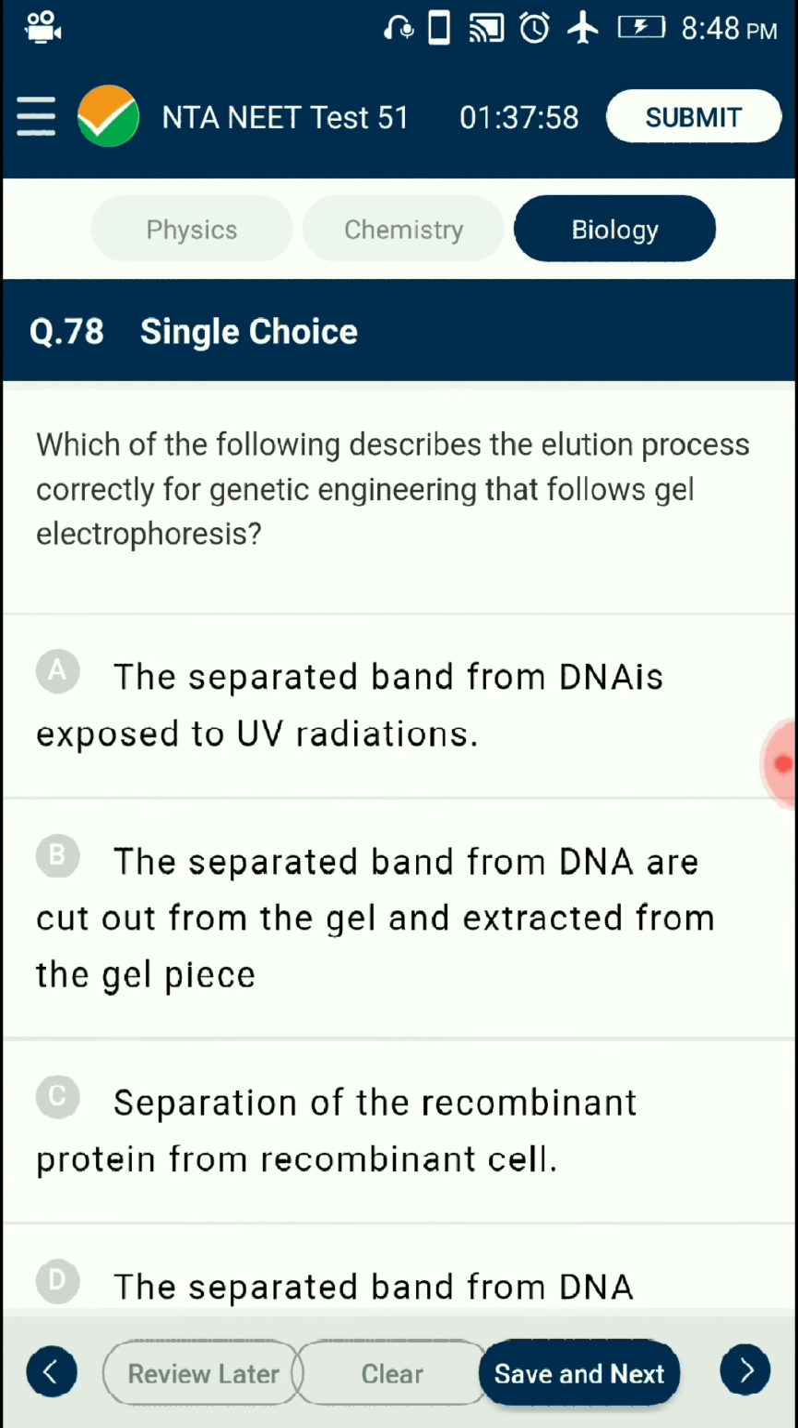Question number 78. Which of the following describes the elution process correctly for genetic engineering that follows gel electrophoresis? After the completion of gel electrophoresis, the DNA sequence needs to be obtained from the gel. The separated bands are cut out and then the DNA is extracted from the gel piece. This process is called elution. So the answer is option B.